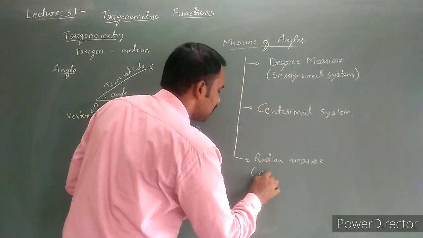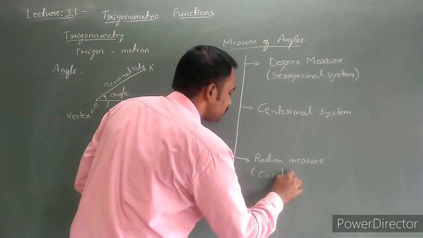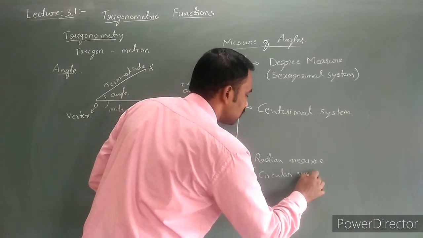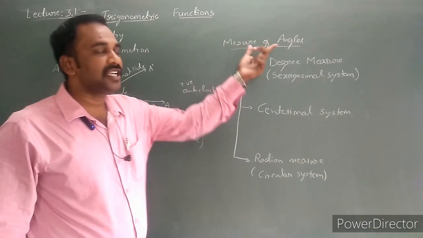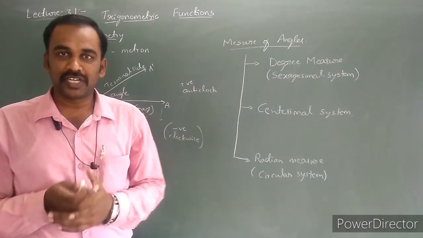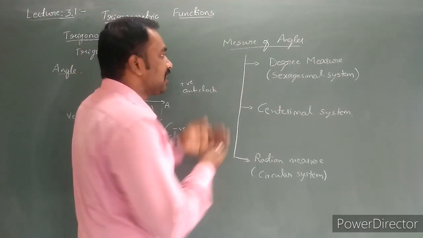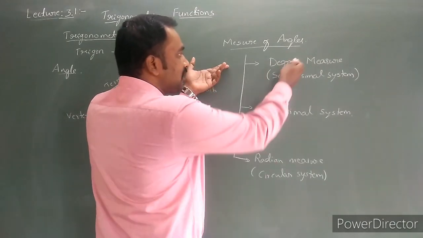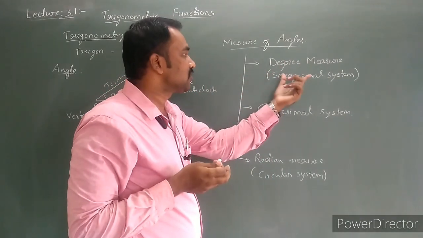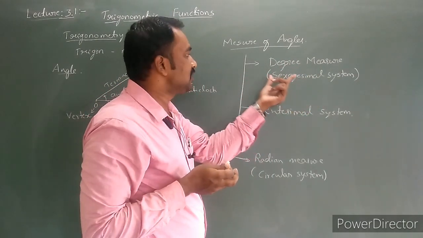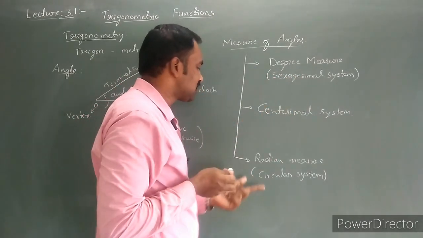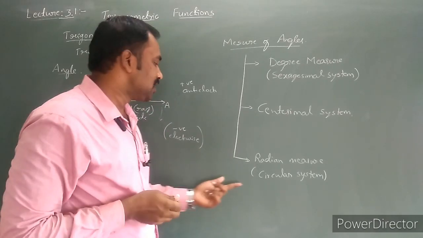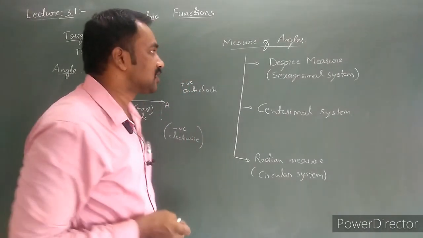Radian measure or circular system. These are the three measures of measuring the angle. There are different notations to measure the angle. One is the degree measure, or sometimes they say the sexagesimal system. Then the centesimal system, and the radian measure or circular system.